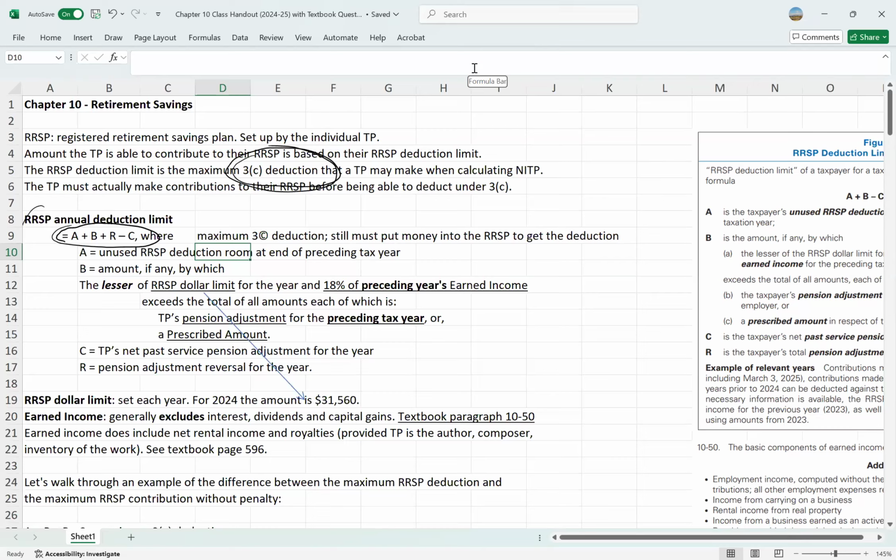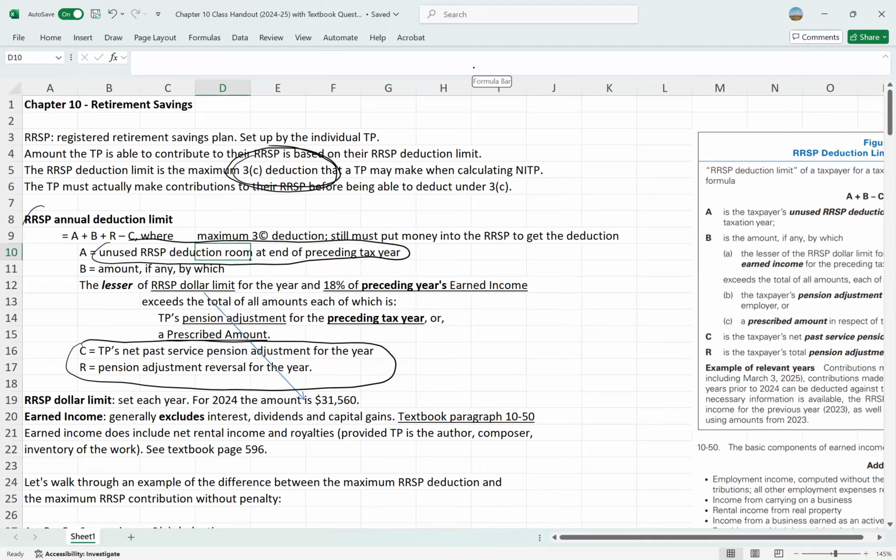This formula here, there's sort of four parts. There's the A, B, R, and C. Now the R and C, we rarely see those in real life, and they're not usually included in any of the textbook problems. I'll explain what the R and C are later, but we'll just sort of focus on the A and the B. So the A is any of the deduction that you did not use up last year.